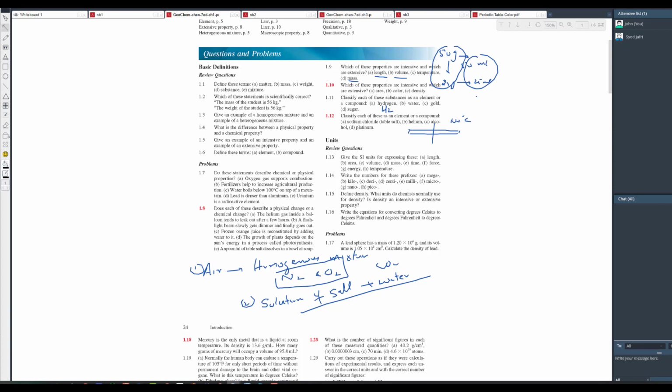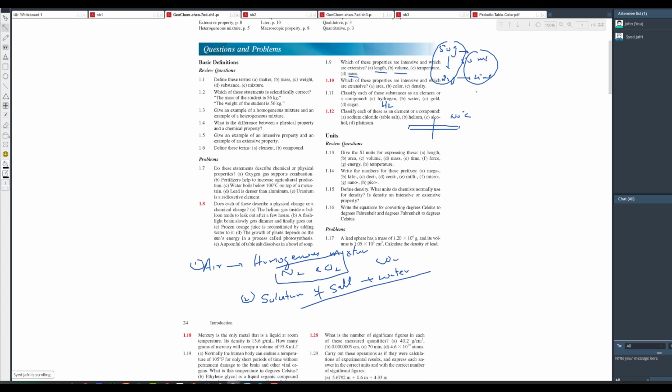What about water? Water is a compound, H2O, hydrogen and oxygen. What about gold? Element. What about sugar? Sugar is a compound, because it contains carbon, hydrogen, oxygen. Anything which contains more than one element in a substance is a compound.